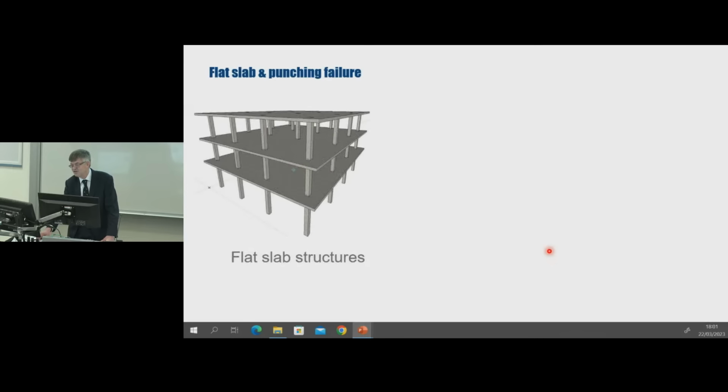Moving on, I'd like to look at the problem of punching shear. In the figure, I'm showing a flat slab building. These are very commonly used in the UK for residential construction. As shown in the figure, the flat slab consists of a solid slab supported by columns without any downstand beams. The key challenges in the design of a flat slab are firstly control of deflection and second, avoidance of punching shear failure.